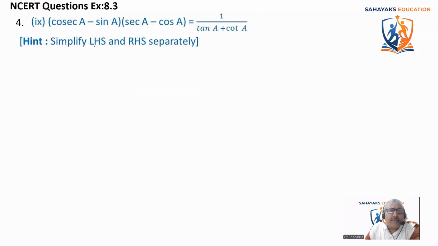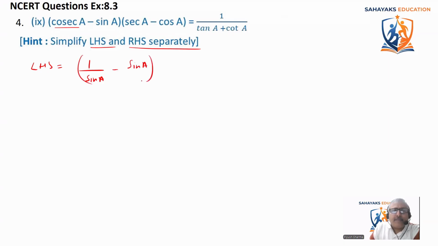Okay, so they are saying simplify LHS and RHS separately to bring to this value. So let's find out. I'll take first LHS, it says cosec A minus sine A into sec A minus cos A. So I'll just change cosec to 1 by sine. 1 by sine A minus sine A, into 1 by cos A minus cos A.